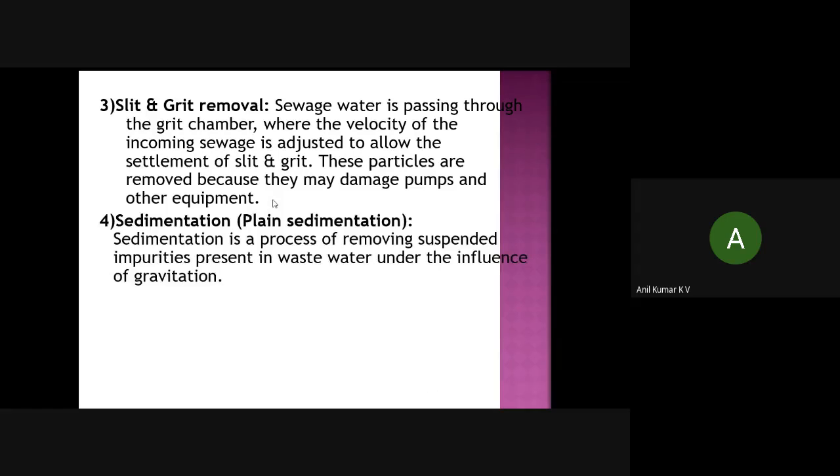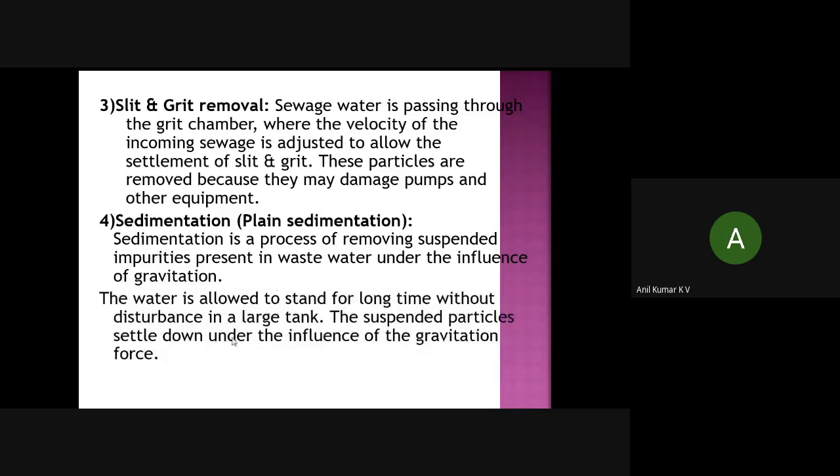Fourth one is the sedimentation process. Sedimentation is the process of removing suspended impurities present in wastewater under the influence of gravitation. Mainly in this process, under the influence of gravitation, the impurities settle down at the bottom of the sedimentation tank.